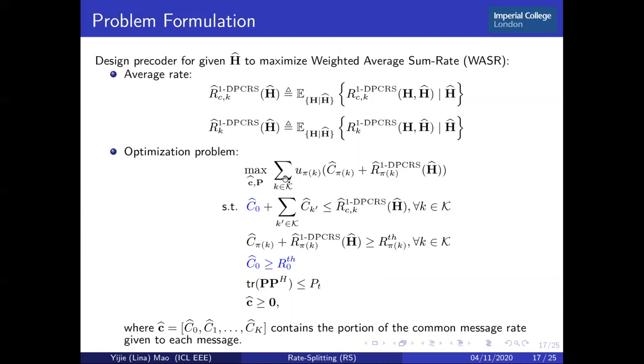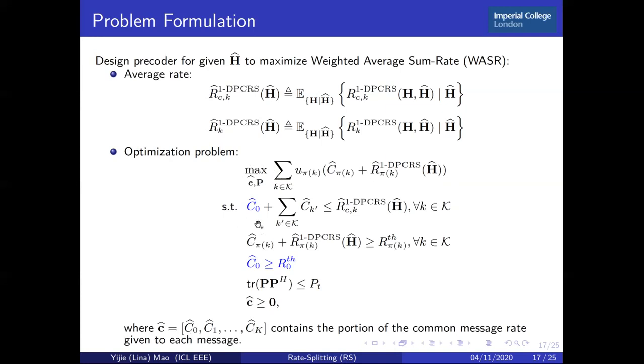In this problem, we aim at designing precoders and the rate allocated to the common strings in order to maximize the weighted average sum rate. For each user, the average rate contains two parts. One part is the average rate of the private string. The other part is the contributed part in the transmission of the super common string. C hat here is the vector containing the portion of the common strings allocated to each message. To maximize the weighted average sum rate, C hat has to be jointly optimized with the precoder.